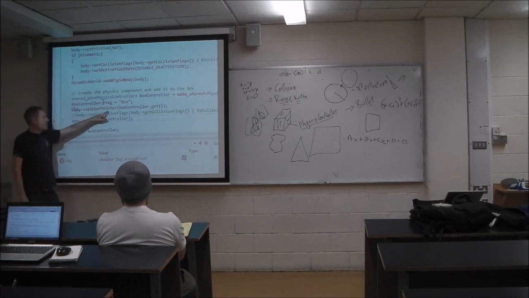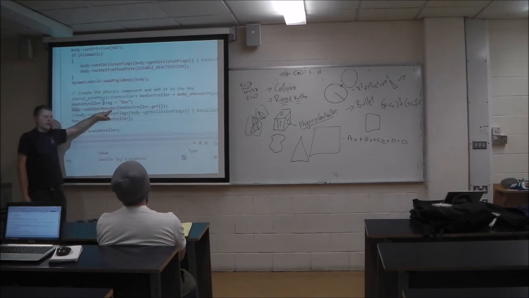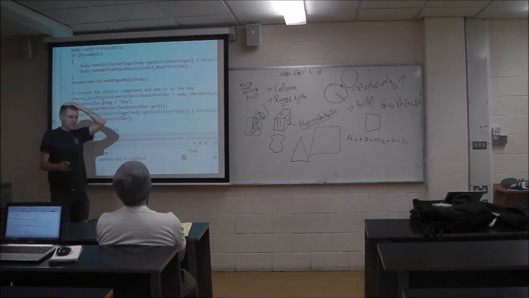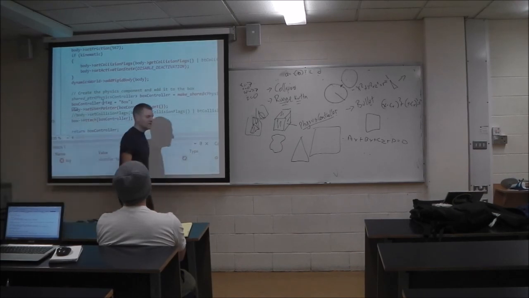This set user pointer here takes a void star, so it just takes a pointer to anything. And then when you get the Bullet object back, you can get that void star, you can cast it to be whatever it is. So basically the physics controller is what I pass in as the void star. So at a later stage when I do the ray cast, I get the physics controller back out again. We'll do that next week, okay? So don't get too hung up on it just right now. And then finally, I attach the controller to the box, and then that's my physics object created.